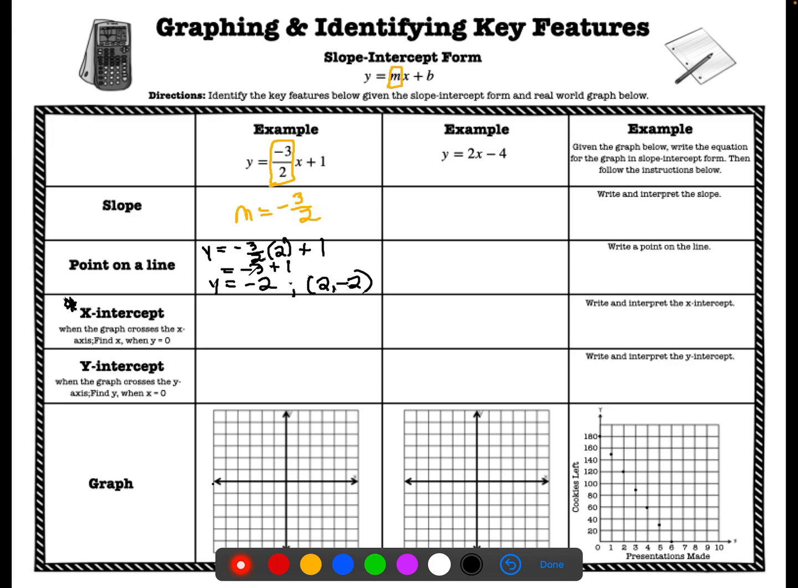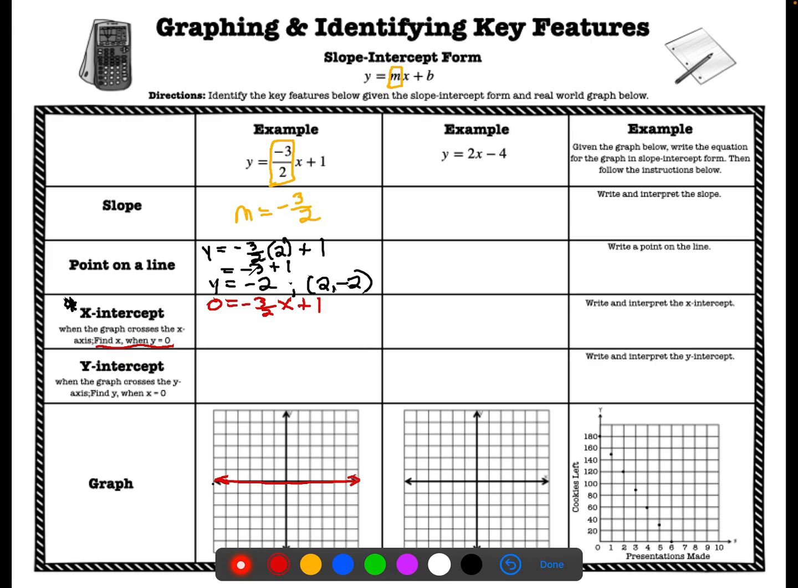So we're looking left and right. The thing is, we don't have a graph. So what we have to do is plug in 0 for y and solve for x. That's what we're going to do here. Again, we're going to plug in y as 0 and then solve for x. So here we go. 0 equals negative 3/2 x plus 1.